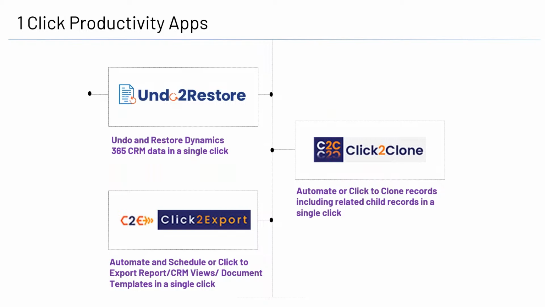The next is click to clone. We can automate, or we can just simply click to clone the records, including the related child records, in a single click. And finally, we have click to export. Automate and schedule, or just click to export the reports, CRM views, document templates in a single click.